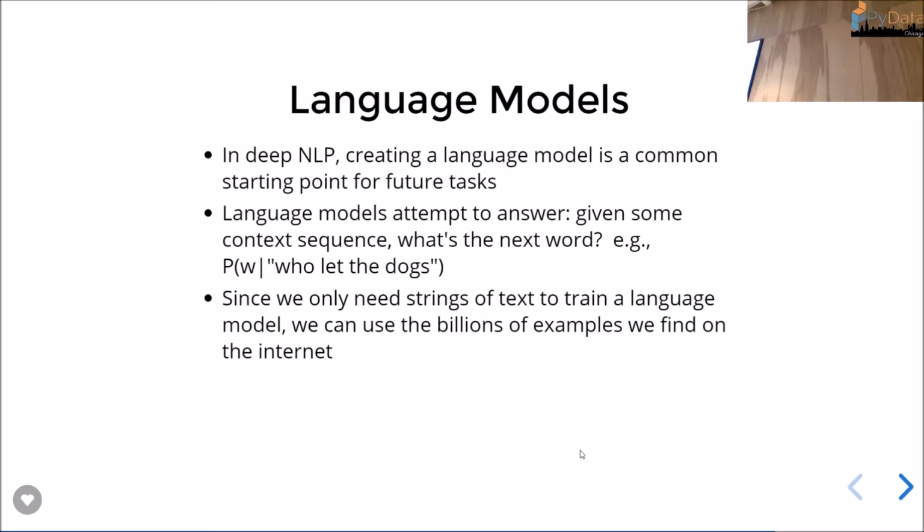So a starting point for most NLP tasks is to do this using a language model. A language model is basically answering the question, if I give you a series of words, what word comes next? So if I say, like, who let the dogs, the model better say something like out with a high probability and in with a much lower probability. And because we only need strings of text to train this model, we can use all the billions of examples that are out there. As long as we get access to something that's kind of close to the language we're using to ultimately answer our task, we're in good shape.